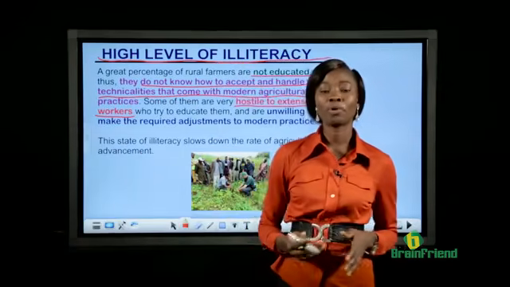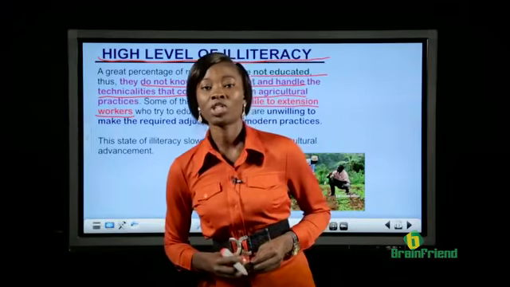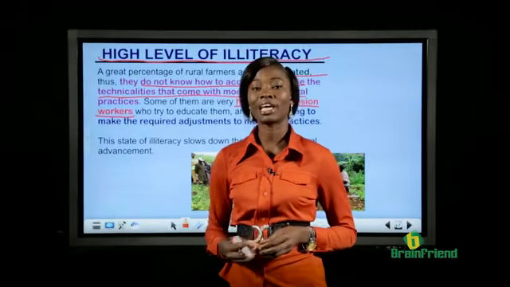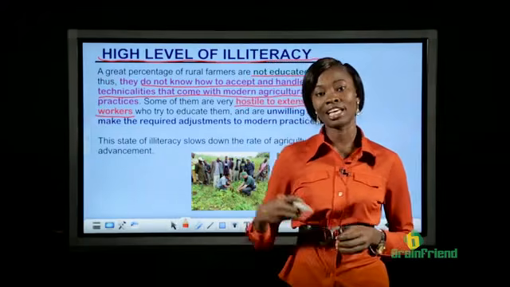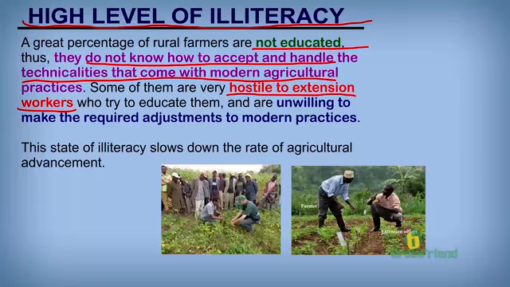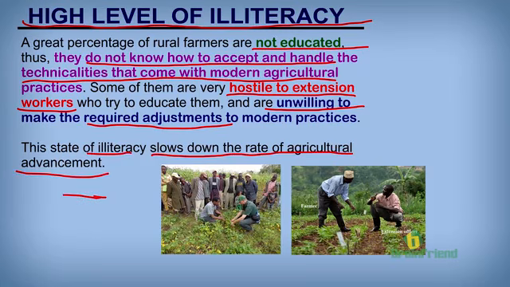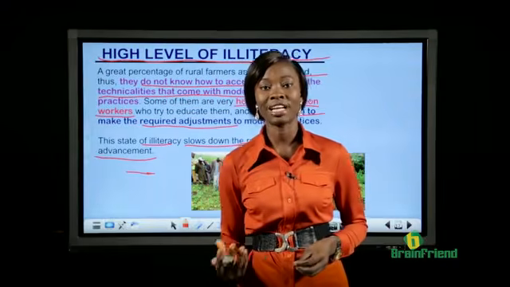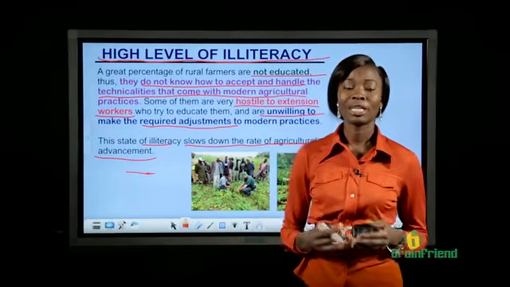Remember, extension workers are people who go into agricultural fields to educate farmers on modern practices. These uneducated farmers are usually hostile to these extension workers. And sometimes, uneducated farmers are not willing to make the required adjustments to modern practices. This level of illiteracy slows down the rate of agricultural advancement. Farmers who do not know the importance of modern practices and the need to advance their farms do not welcome development.